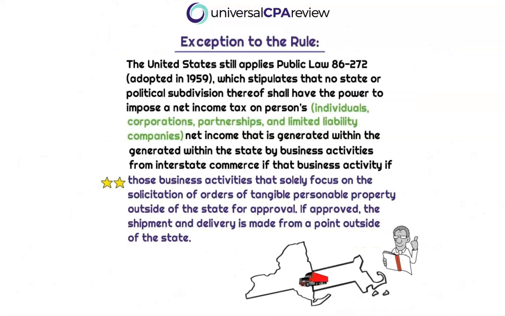Okay, so think of this as the exception to the rule. And this exception came in 1959, and it stipulates that no state or political subdivision thereof shall have the power to impose a net income tax on persons, which include individuals, corporations, partnerships, and limited liability companies, that their net income is generated within the state by business activities from interstate commerce, if that business activity, and this is where it gets important, we're talking about those business activities that solely focus on the solicitation of orders of tangible personal property outside the state for approval. If approved, the shipment and delivery is made from a point outside of the state.